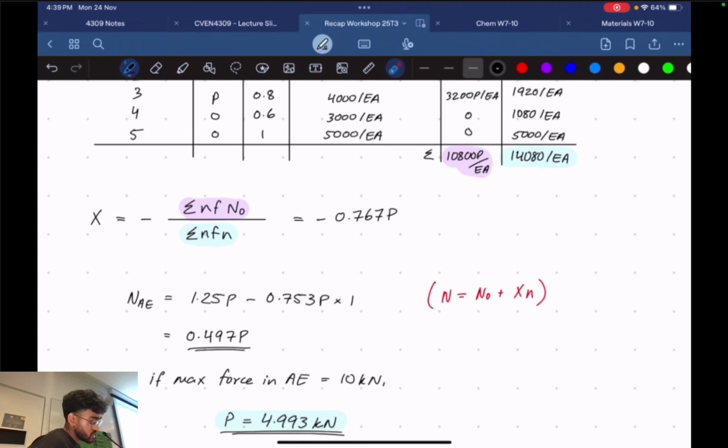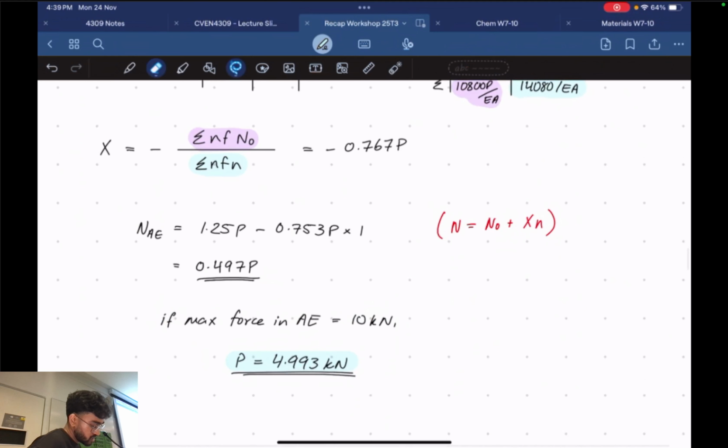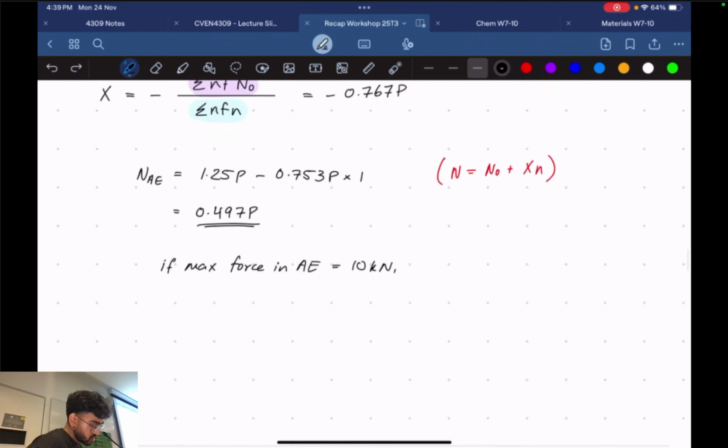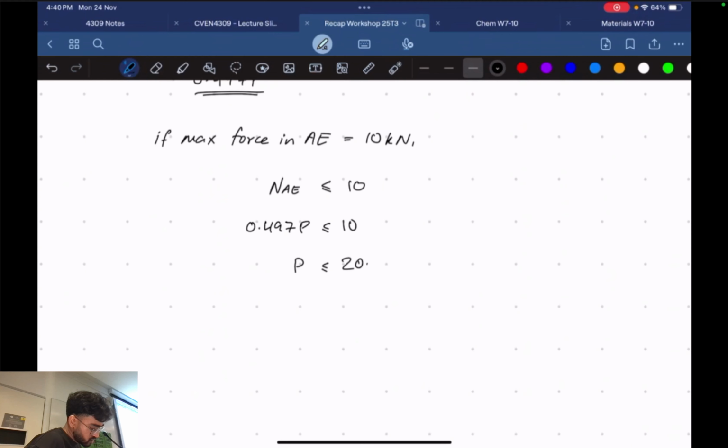And what we're gonna have to do is let this be equal to 10, because they said what's the maximum value of P before it exceeds it. Alright, so our maximum force is 10. So P, when I sub it in, pretty much what they're looking for is that NAE has to be less than or equal to 10. 0.497P has to be less than or equal to 10. The maximum value for P is 10 divided by 0.497, you get 20.12.